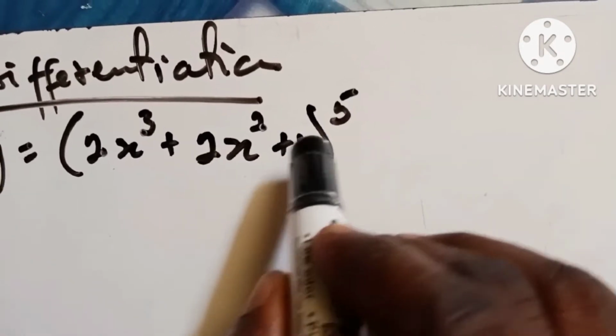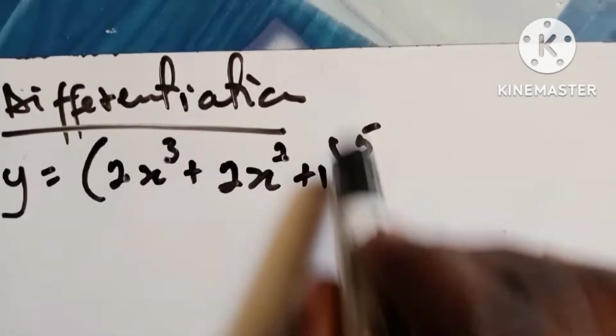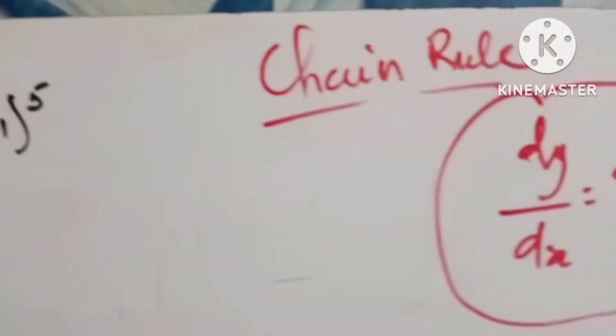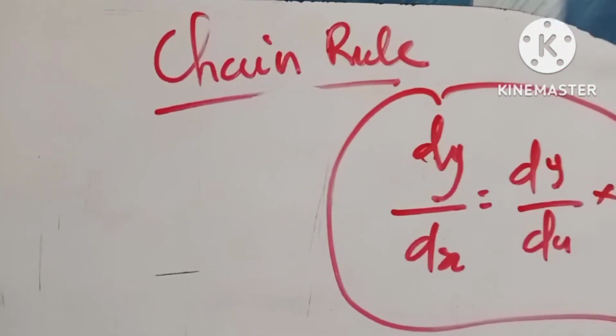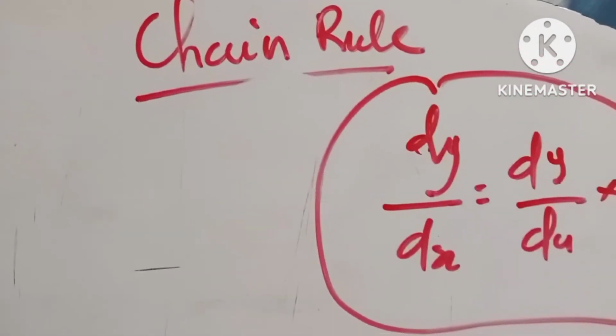You can see that there is one function, then all raised to another power, which is also another function. That is why we are applying the chain rule. The idea of solving differentiation is to know what to use, when to use it, and how to use it, right? So that is the key here.